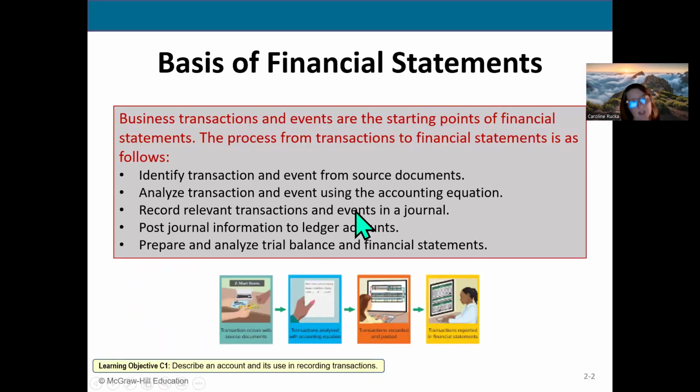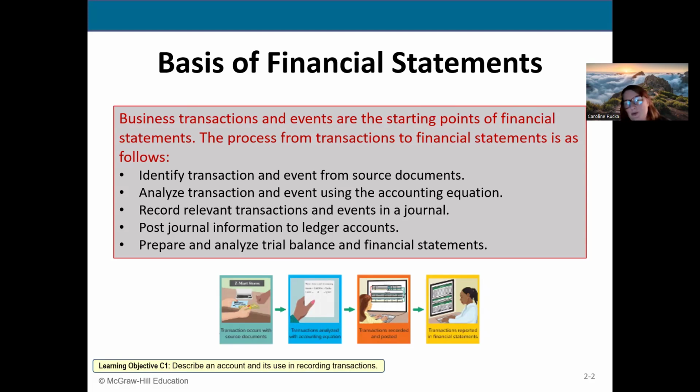Okay. So our starting point is going to be these transactions or events that are occurring. Okay, so we need to identify what those transactions are. And we usually do that using source documents. So an invoice or a receipt or something that documents that something financial has happened. Okay, so we analyze that transaction and then we use the accounting equation to kind of figure out where it's going to go. All right, we record all of the relevant transactions into a journal.